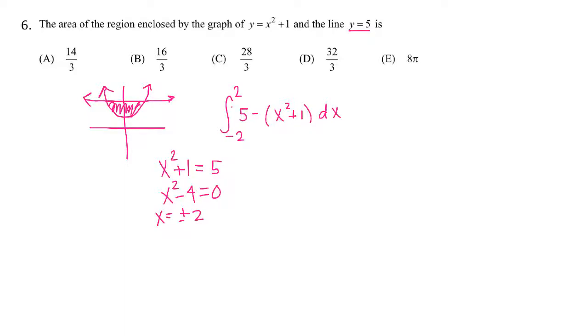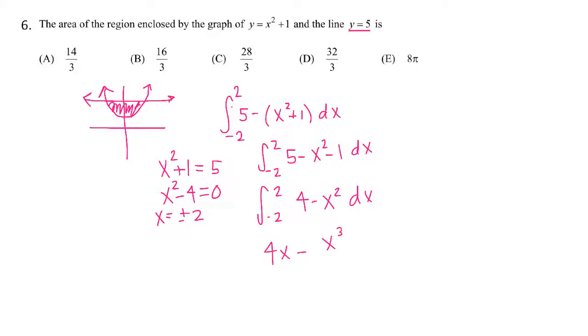And so let's distribute our negatives. So we have negative 2 to 2 of 5 minus x squared minus 1 dx. And again, I would continue collecting my terms to make it a little bit easier. So we're going to integrate from negative 2 to 2 of 4 minus x squared dx. And so we end up with, if we integrate, 4x minus x cubed over 3. And we're looking at this from negative 2 to 2. And now we're ready to evaluate.